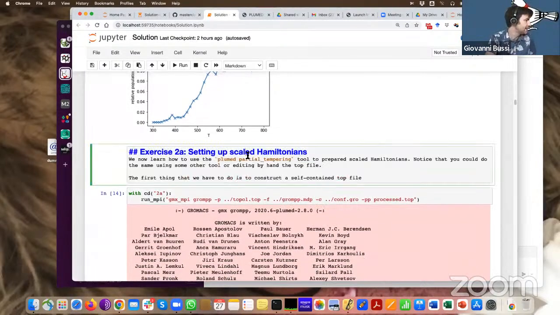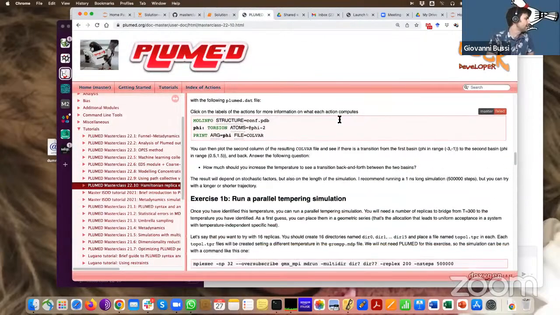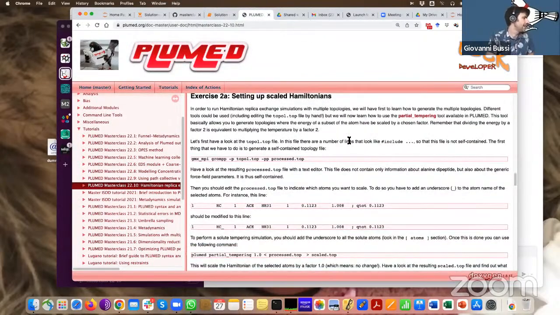We just go to this exercise number 2. So here, the aim was to learn how to set up this scaled simulation. As we said last time, you have 2 things to do. One is to prepare correctly the topologies. And the second thing is to run a simulation with your scaled topologies.